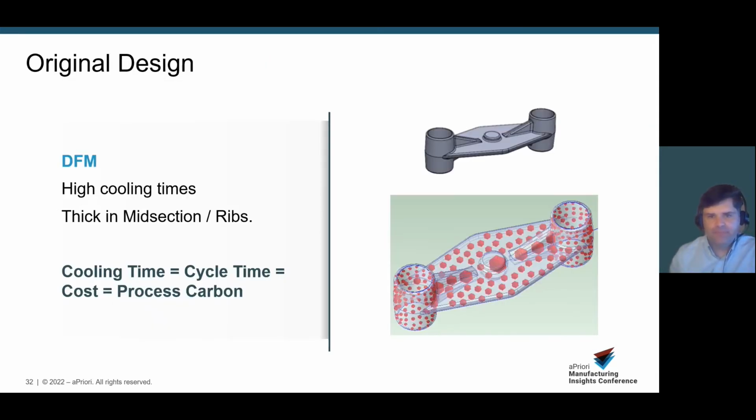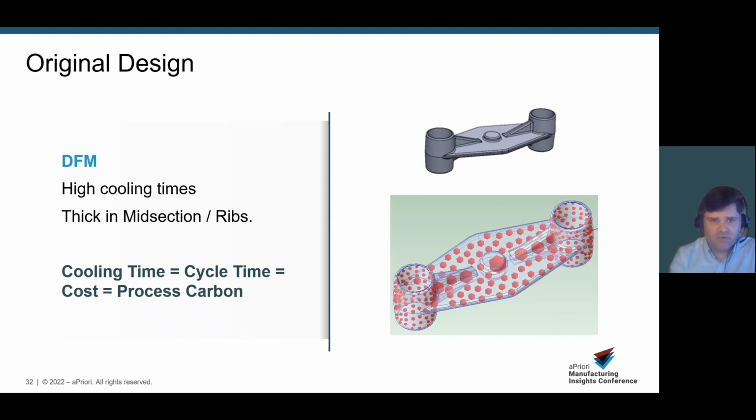We do our DFM analysis. We find that there is a really high cooling time associated with this part. It's really thick in the midsection. And we know cooling time equals cycle time equals cost equals process time. So anything I can do to reduce my cooling time or reduce my cycle time will really have a significant benefit when it comes to looking at cost and process carbon. So I do a little analysis.